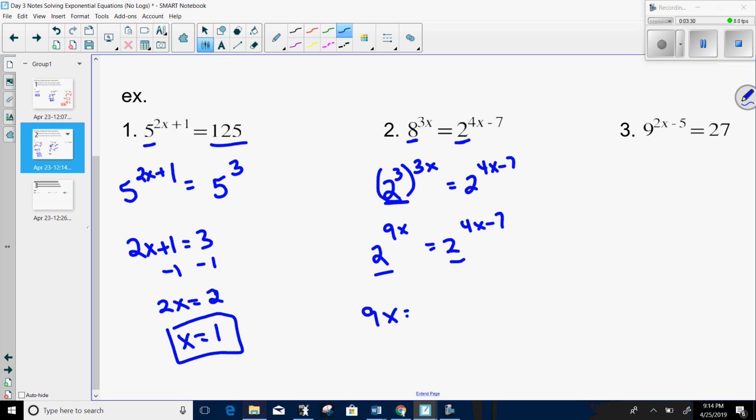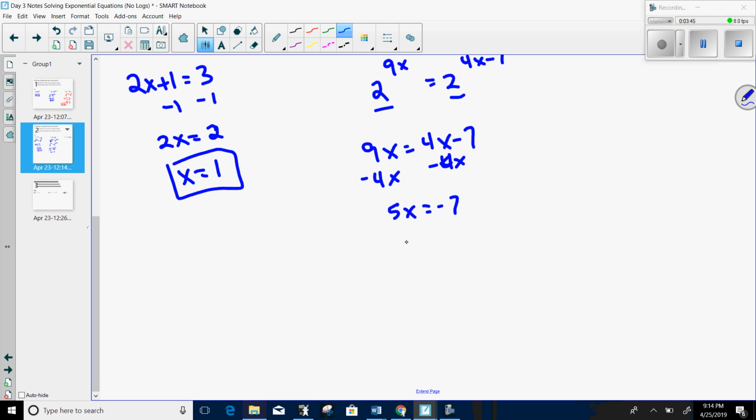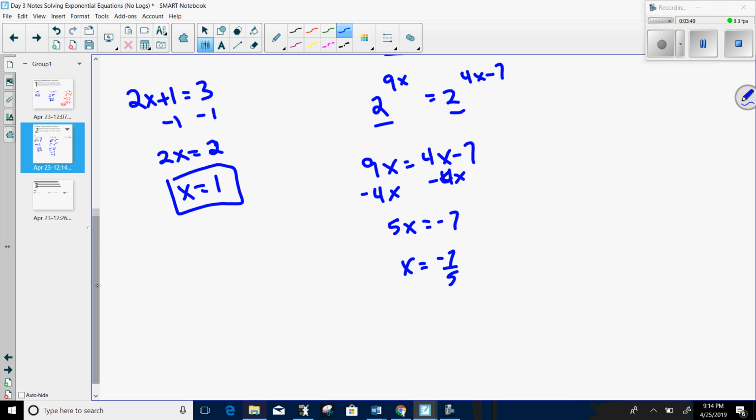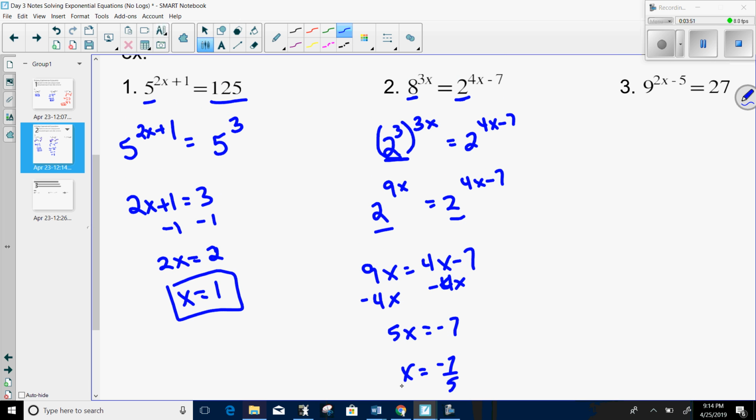Set your exponents equal to each other, and you get 9x equals 4x minus 7. Subtract the 4x to the other side. So I get 5x equals -7. Divide by 5, and I get x equals -7 over 5. And that would be my final answer.